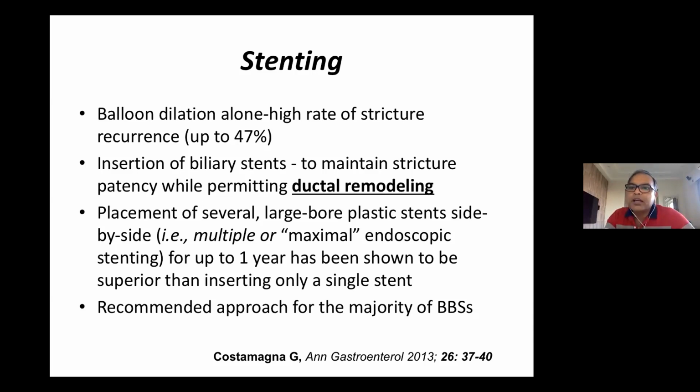There's no definite protocol or approach that says this much dilatation is very effective. But this particular part you have to learn from the gastroenterologist, that's stenting. If we do just the balloon dilatation and come out, the stricture rate is approximately 47%, meaning 50% of patients will come back with the stricture. So what they do is place a biliary stent. And what is the concept of a biliary stent? It is to maintain the stricture patency, and they keep it for a long time so that the bile duct surrounding it gets remodeled.